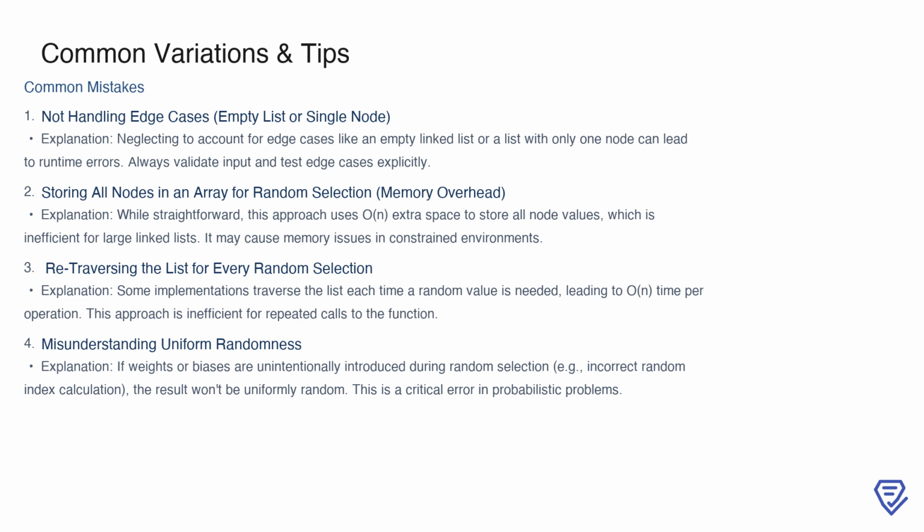Another mistake is retraversing the entire list every time a random value is needed. This approach results in n time complexity for each operation, which is not efficient when multiple random selections are required. Finally, misunderstanding uniform randomness is a critical issue. If your random index calculation is flawed or introduces bias, the selection won't be truly uniform, which is essential in probabilistic algorithms like this one. Ensuring uniform randomness requires careful implementation and validation.